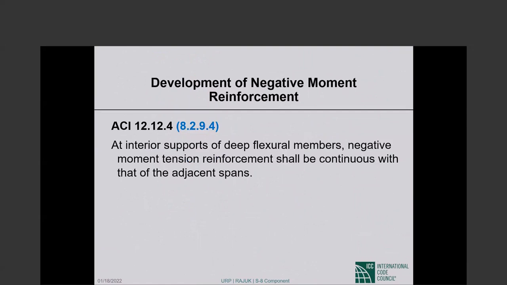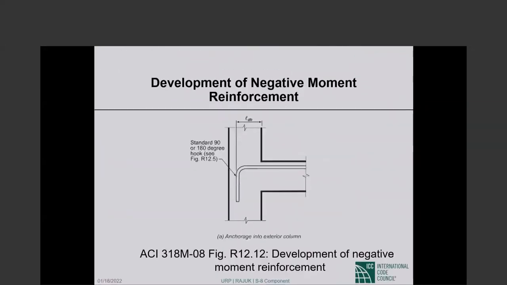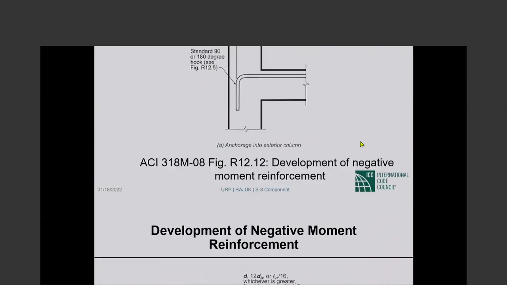This is now deep flexural members. At interior supports of deep flexural members, negative moment tension reinforcement shall be continuous with that of the adjacent spans. That doesn't give you any choice. Just say it's continuous. So, development of negative moment reinforcement. This is a simple, straightforward picture. If you are terminating in this exterior column, all you need is hook bar development length, provided you have a standard hook at the end.